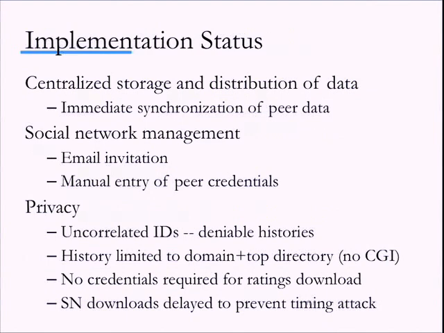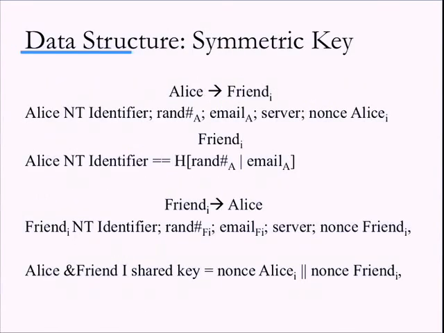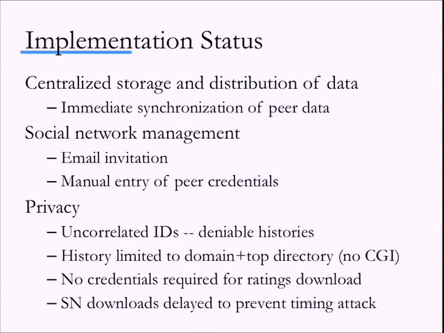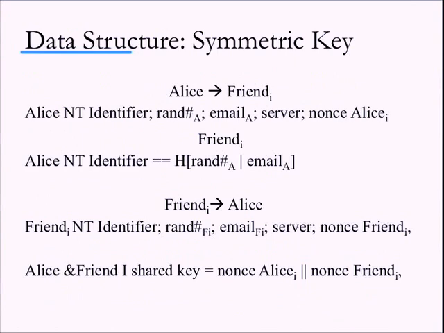So we're pretty well implemented. You can go look at the code base to check out the implementation status. We have the uncorrelated IDs, deniable histories, no credentials required for ratings. There's no credentials required for ratings download at the one that's in beta now. This is what we're working on.